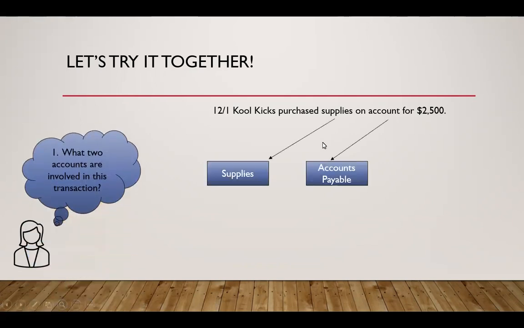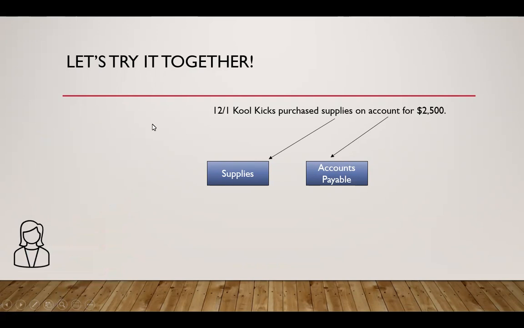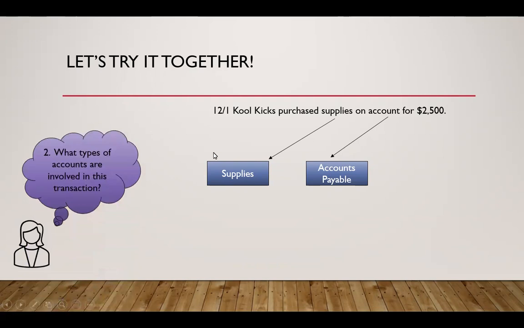So this time, the two accounts involved in that transaction: I'm getting more supplies, but on account, which lets me know that I'm promising to pay for this later on. So this is where we use accounts payable. For the next question, what type of accounts are we dealing with in this transaction? Well, supplies is an asset, but accounts payable is a promise to pay. So we owe someone, it is a liability.